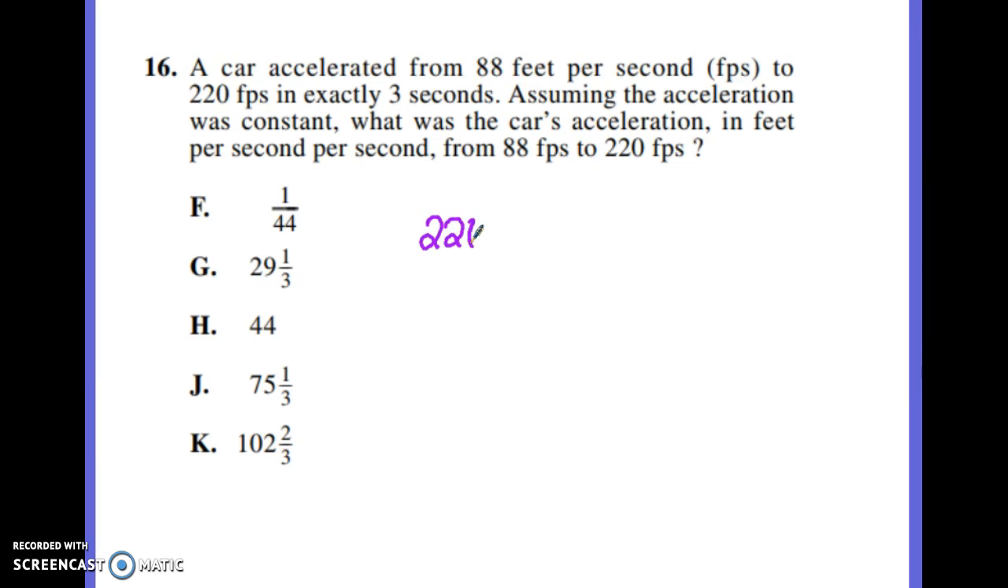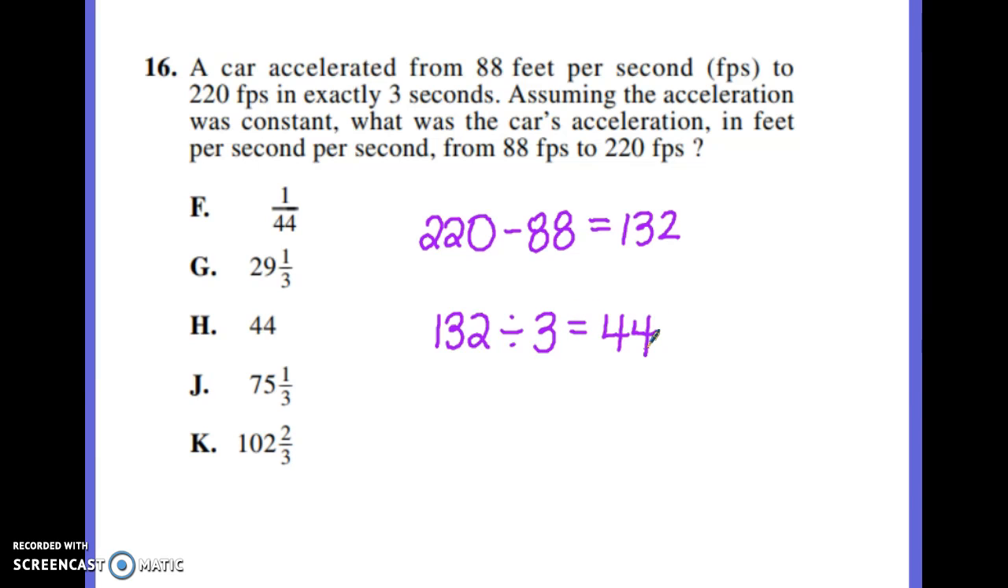So if the last speed was 220 feet per second and the calculations began at 88 feet per second, that's a difference of 132 feet per second. Now the car accelerated over 3 seconds, so 132 feet per second divided by 3 seconds gives you an even 44 for your acceleration, and technically feet per second squared. So that would be H, 44.